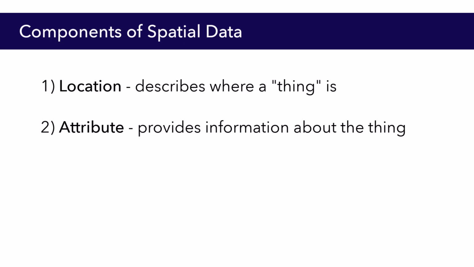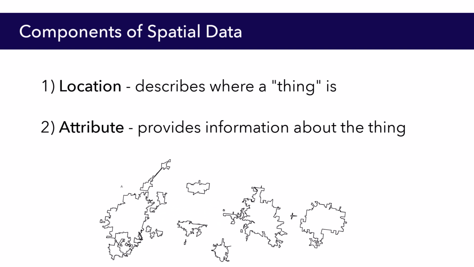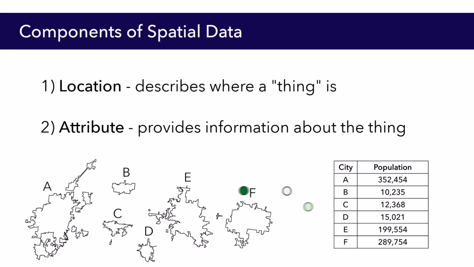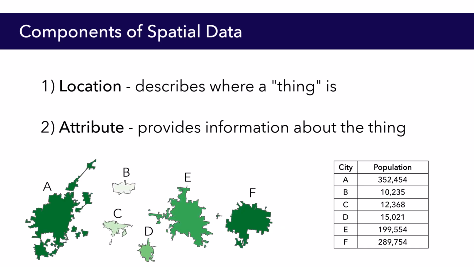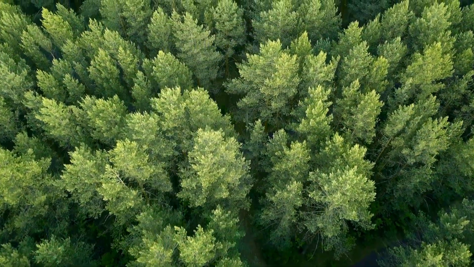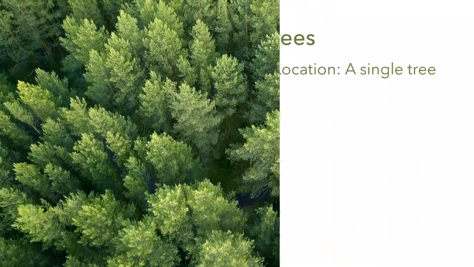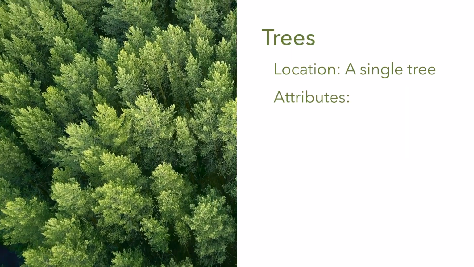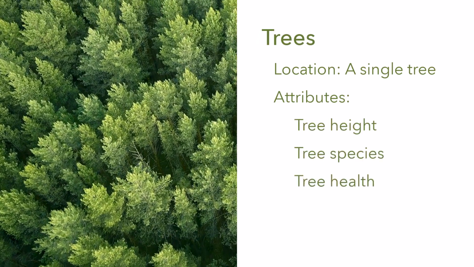And then most spatial data also have an attribute associated with them, so some kind of measure of the thing. Here is an example where you might have different cities or different countries, and that's the spatial information, and then the attribute information could be how many people live there, or the population density, that kind of thing. Here's an example thinking about trees. You might have a location, which is even a single tree, and then the attribute information could be the height of that tree, the species of that tree, the health of that tree.